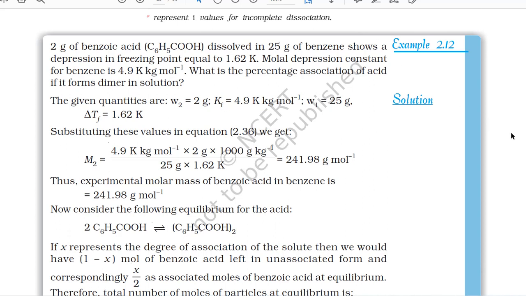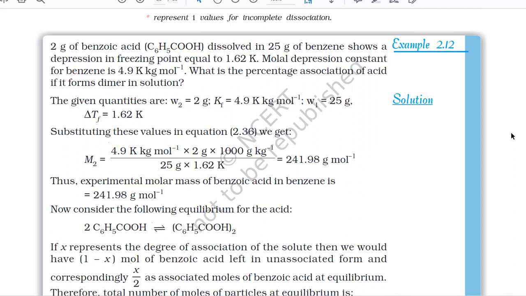Example 2.12. 2 gram of benzoic acid (C6H5COOH) dissolved in 25 gram of benzene shows a depression in freezing point equal to 1.62 K. Molar depression constant for benzene is 4.9 K kg per mole. What is the percentage association of acid if it forms dimer in solution?